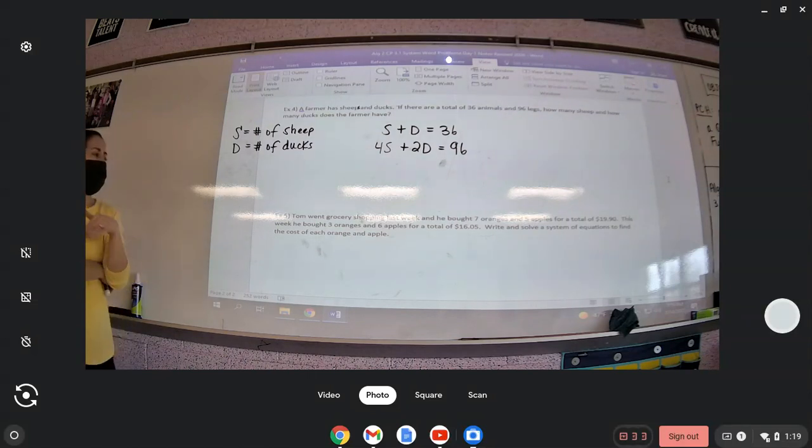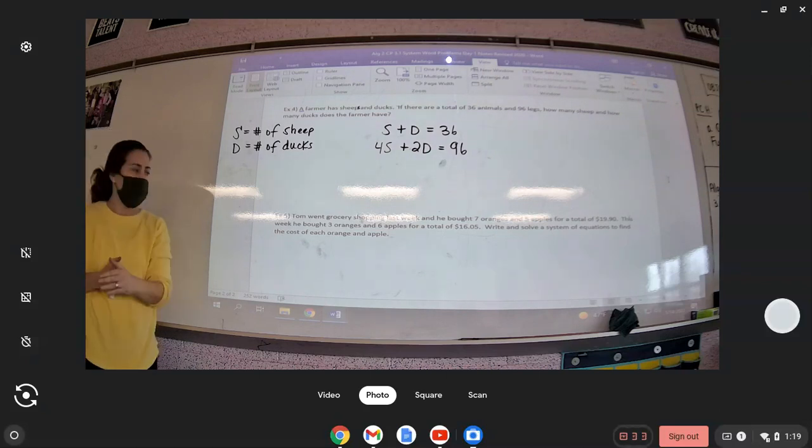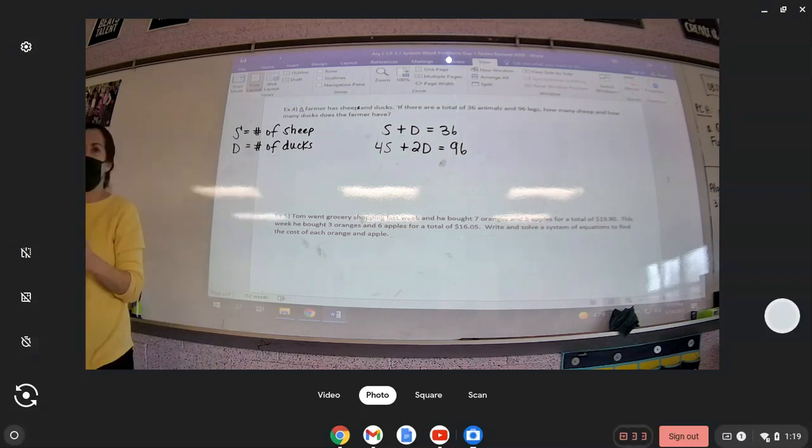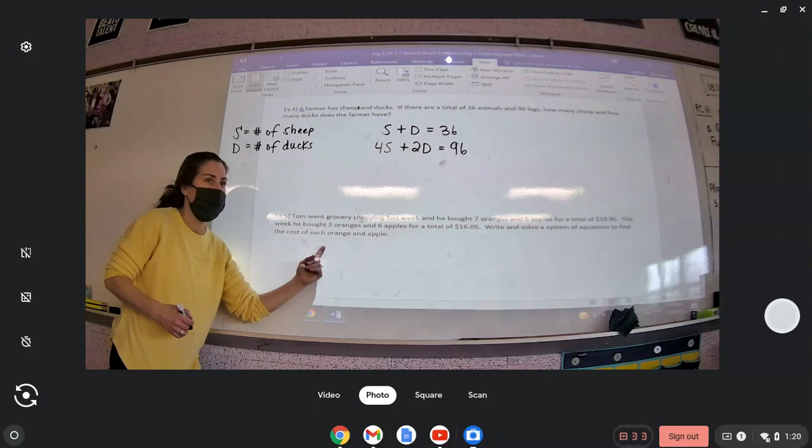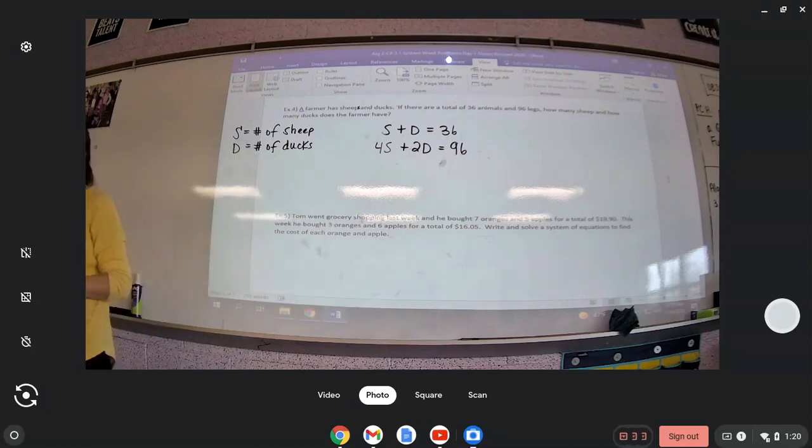This one says, Tom went grocery shopping last week, and he bought 7 oranges and 5 apples for a total of $19.90. The next week, he bought 3 oranges and 6 apples, and he spent $6.05. So guys, the weird thing here is, you know how many oranges and apples he bought on both trips. So it's not the number of apples and oranges that we don't know. We clearly know how many oranges and how many apples he bought. They're asking you to write a system to find the cost of each orange and the cost of each apple.